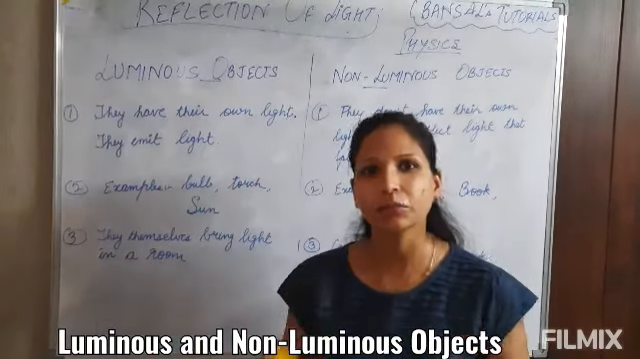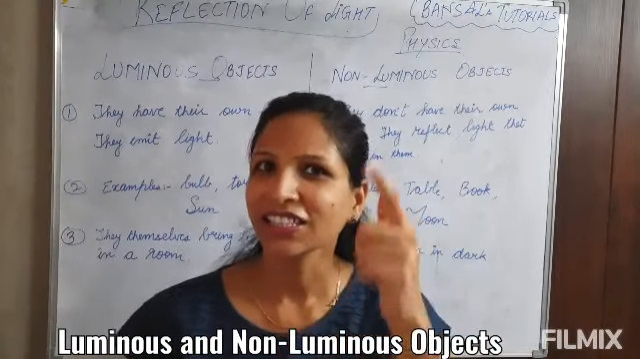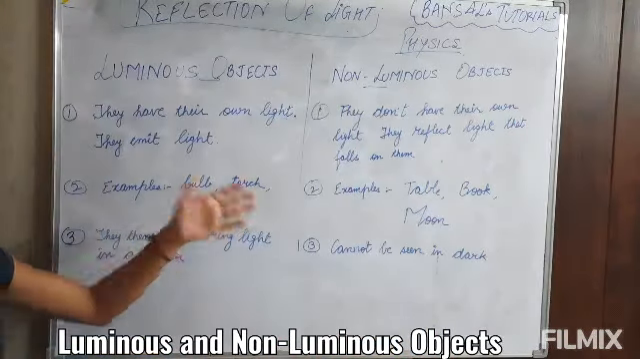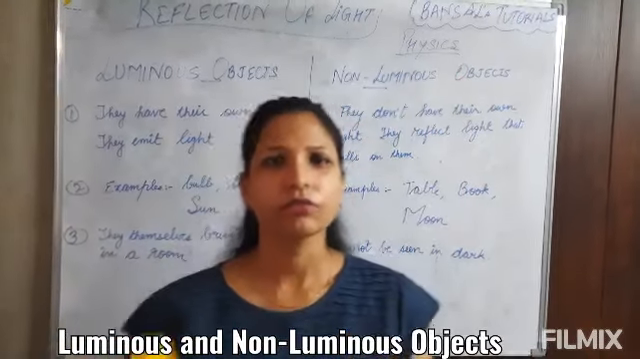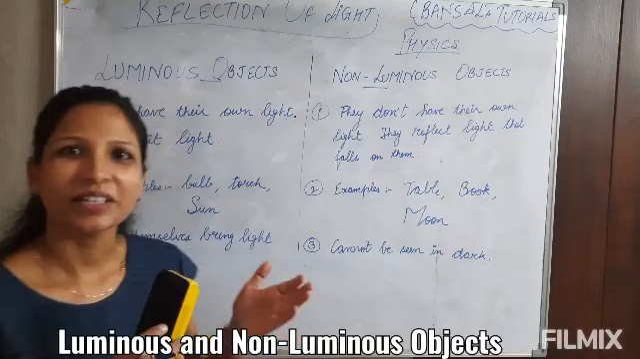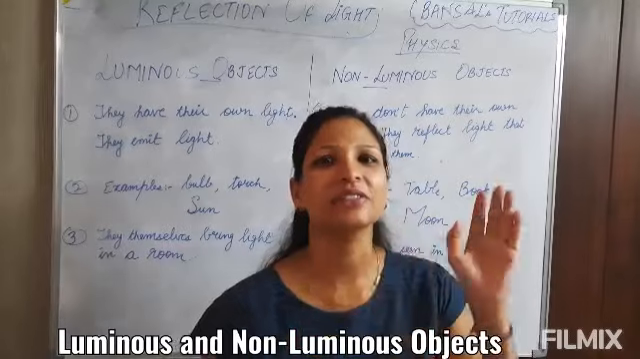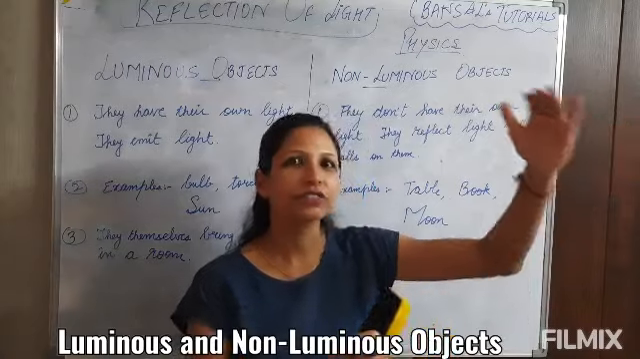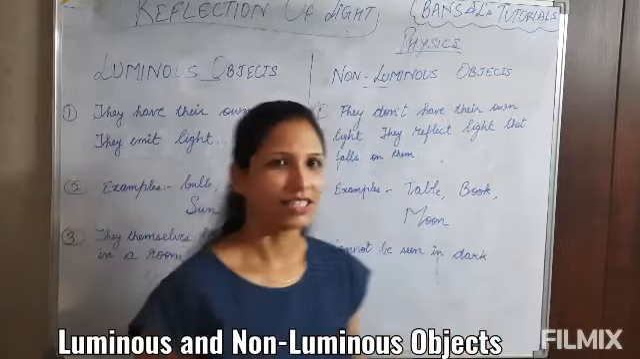Examples of luminous objects are bulb, torch, sun. Yes, torch is also an example of a luminous object because when you switch on the torch, light comes out. And there are many other examples, like tube light. And in non-luminous objects, we have many things around us like table, chair, book, and an important example is the moon. Yes, the moon does not have its own light. The moon is visible only when sunlight falls on the moon and that light is reflected by the moon towards us.